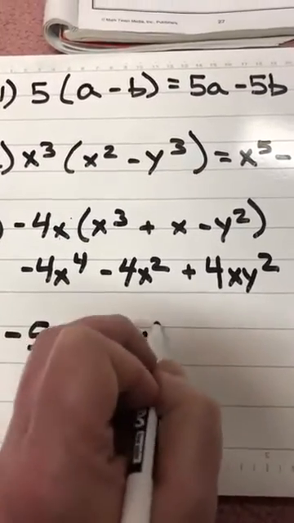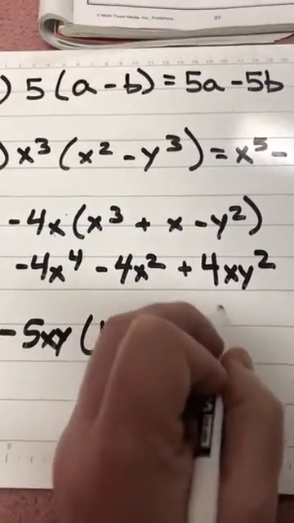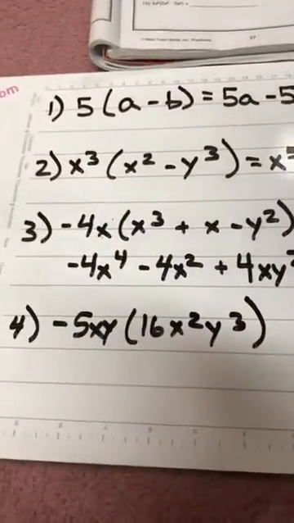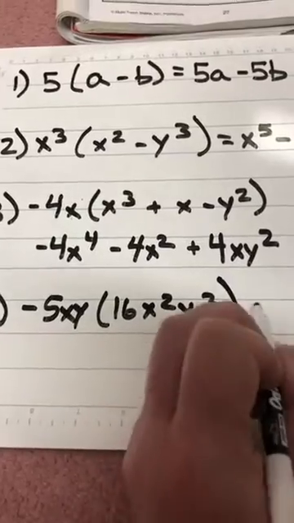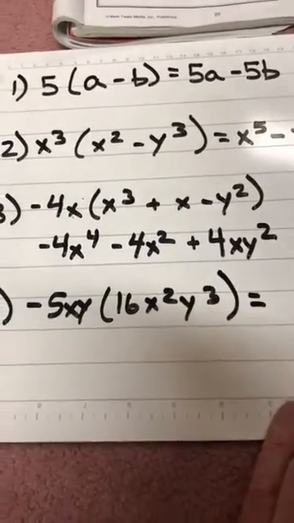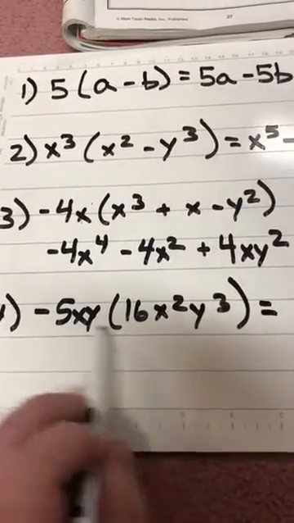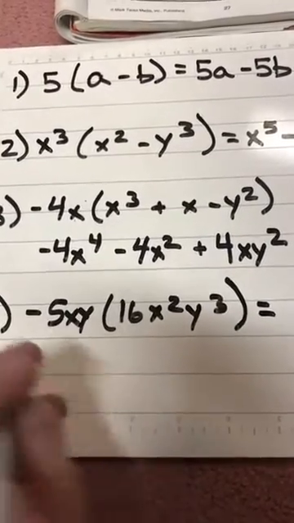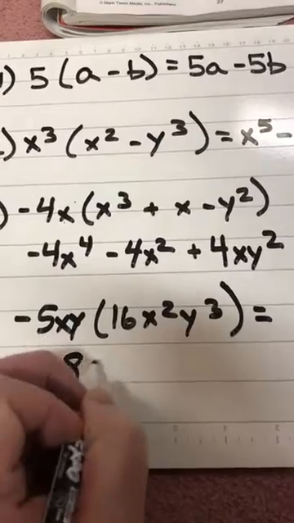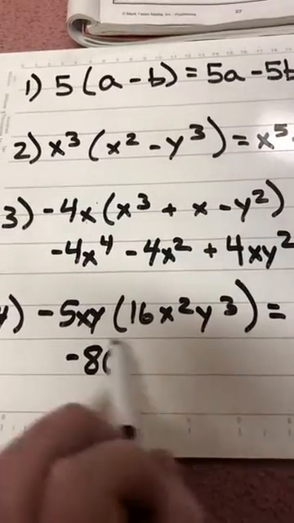16x to the power of 2 y to the power of 3. Now here I just have two terms. So I'm just thinking, okay, what's going to happen? Well, I'm looking here, and I'm thinking, okay, negative 5 times 16. I look at what can be combined. Negative 5 times a positive 16 is going to give me a negative 80. All right, that's not bad.